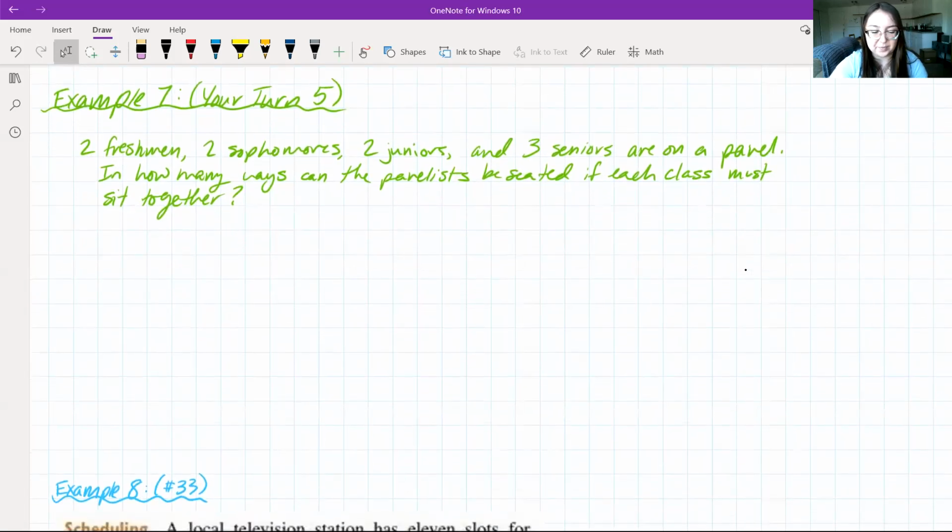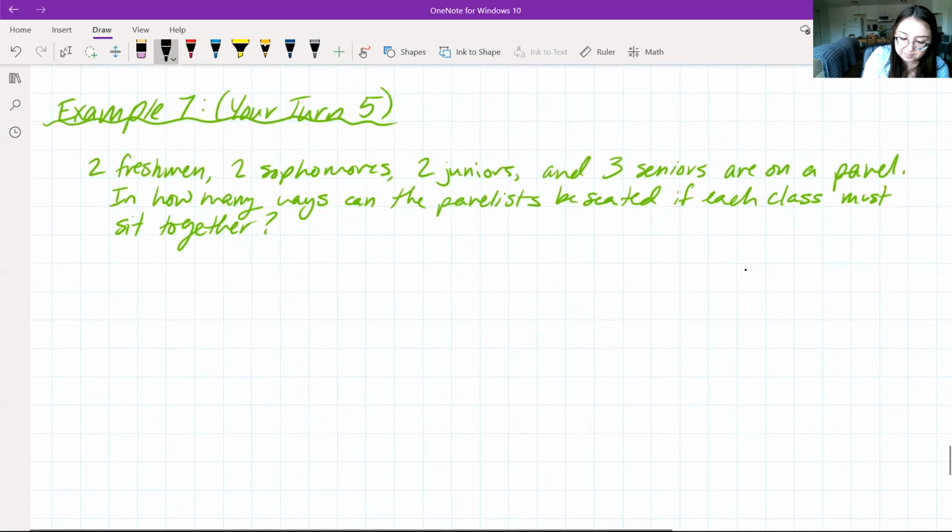Example 7 here, which is going to be your turn number 5. We have 2 freshmen, 2 sophomores, 2 juniors, and 3 seniors all on a panel. In how many ways can the panelists be seated if each class must sit together? So what we see here is that we have 4 different groups.